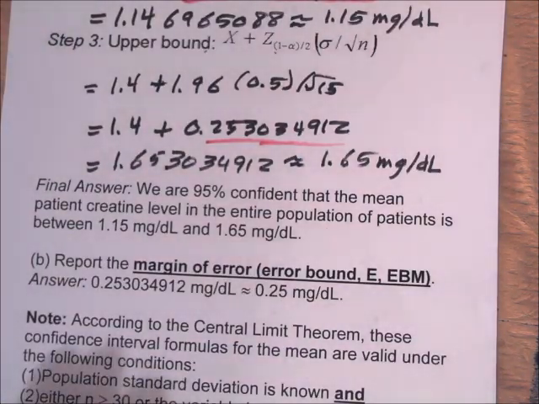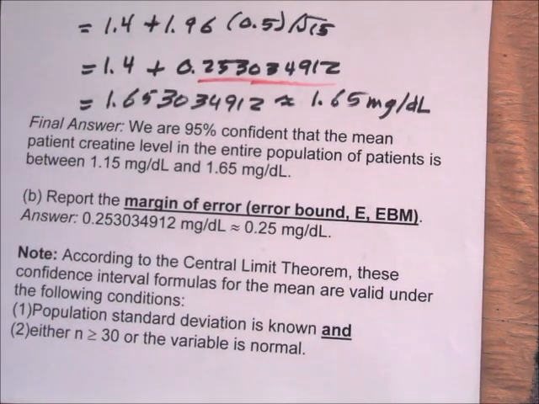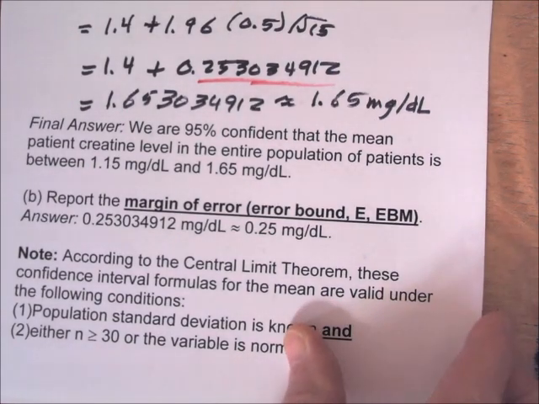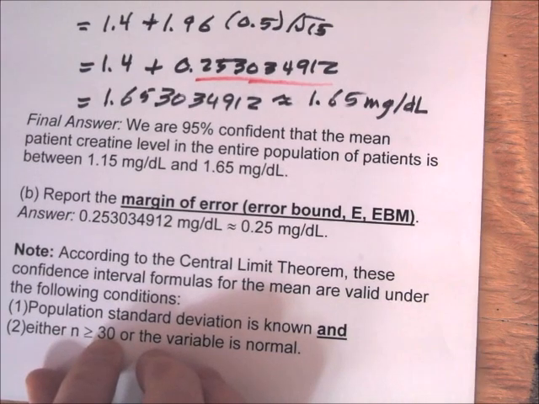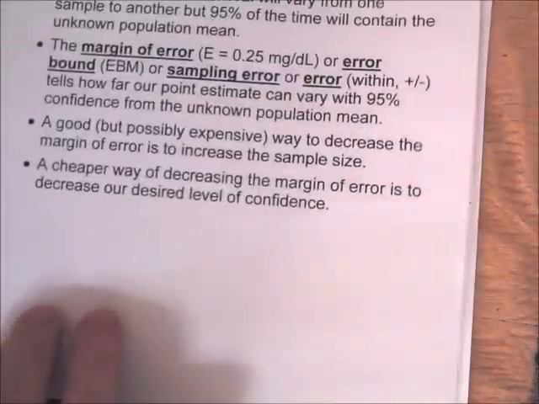Okay, so according to the Central Limit Theorem, confidence interval formulas for the mean are valid if the population standard deviation is known and either n is at least 30 or the variable is normal. So this formula is based on the Central Limit Theorem. The standard of n greater than or equal to 30 is arbitrary. Some books use different standards. Our book uses at least 30, but the larger the sample size is, the closer these values will be. Okay.